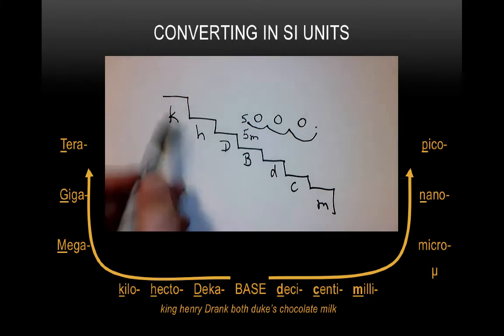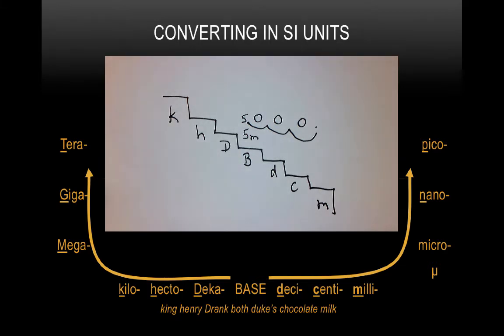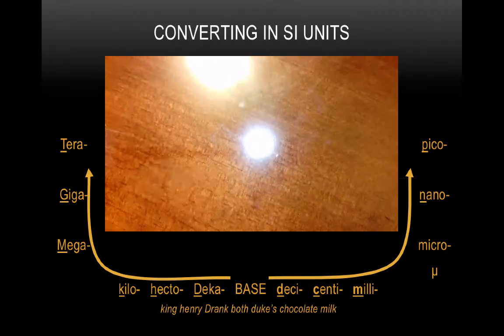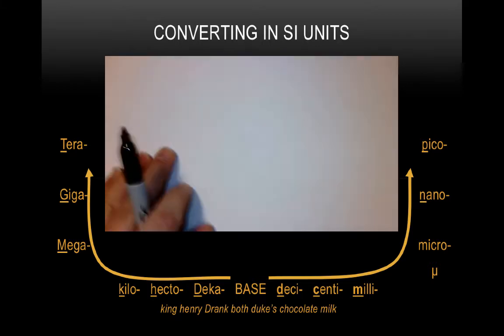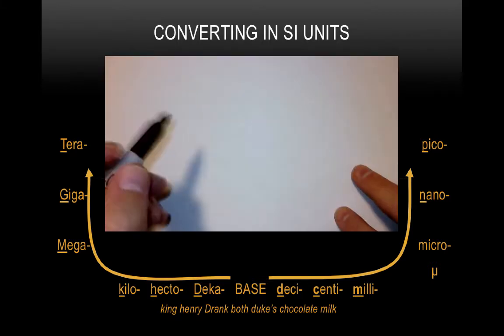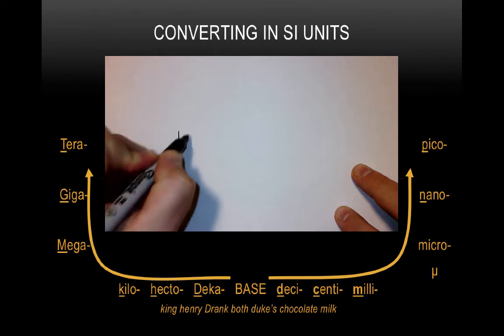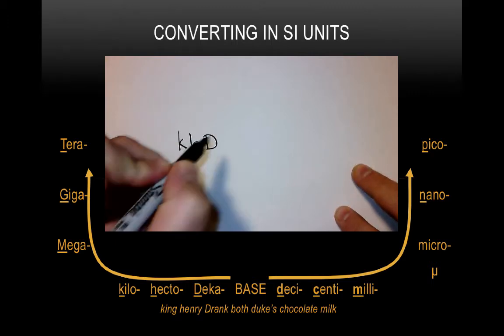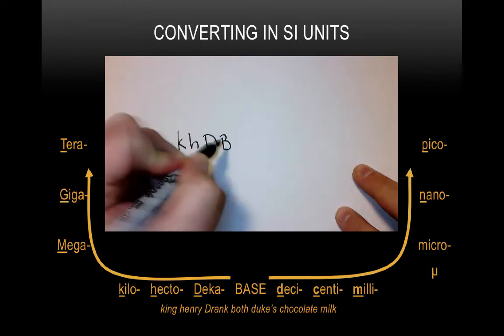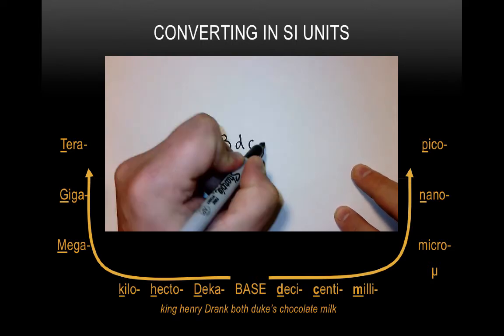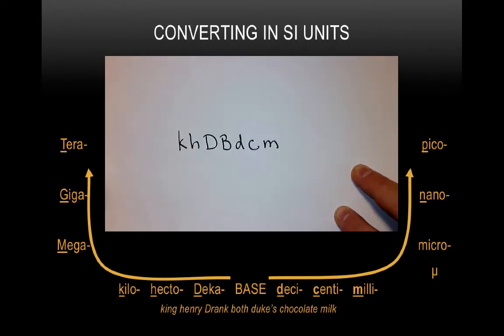The way we're going to use it is similar but slightly different, and I think we might be able to get past drawing the stairs unless you just really want to draw them. The way we're going to do it is we're just going to remember the prefixes. King Henry drank both Duke's chocolate milk.